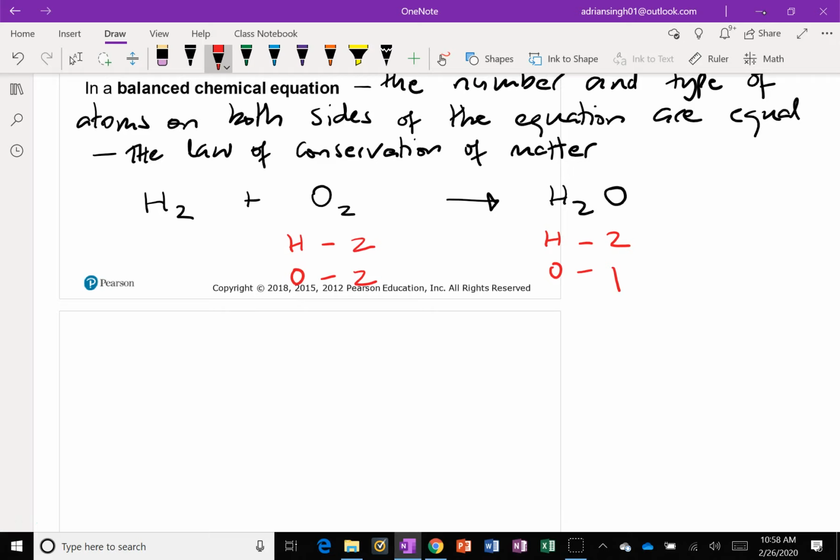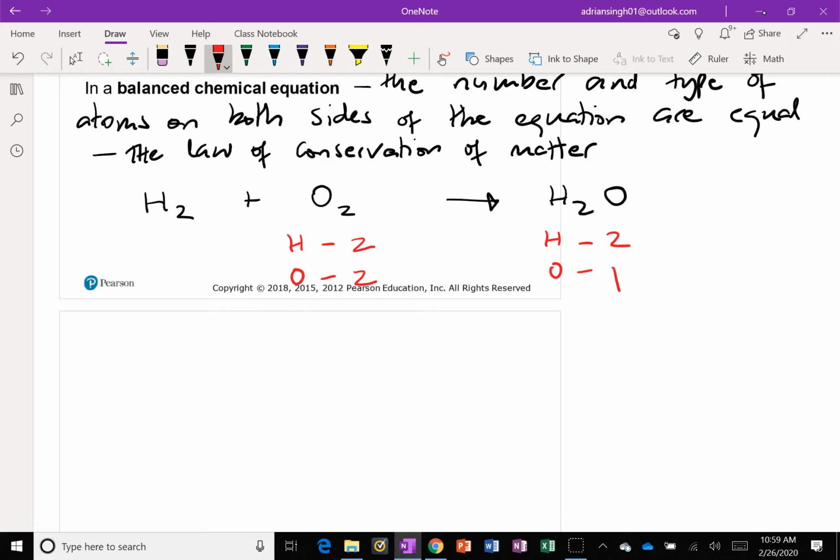So are the H's balanced right now? Yes. Do we have the same number of H's on both sides? Yes. Are the O's balanced? Do we have the same number of O's on the left or the right? No, we do not. Right? We have 2 O's here, and we only have 1 O on that side. So the way that you balance an equation, right, there's only one way to balance an equation, and that is you have to change the number of that substance that you're lacking.